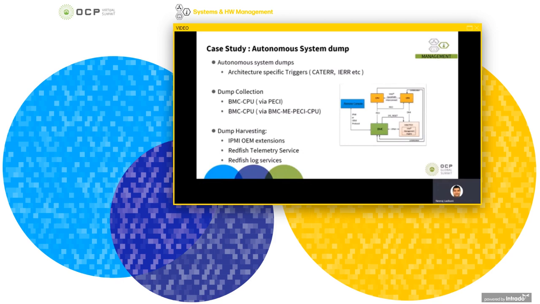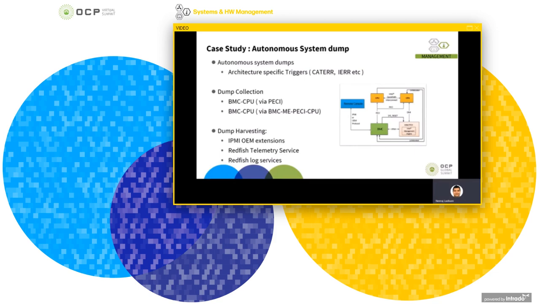Then at a later stage, a remote service or in-band collection tool can talk to the BMC, read that information, and process it for harvesting. That way you don't lose the critical state. That way you don't have to connect debug tools like ITPs to the CPUs to collect the information. Everything happens in an autonomous way. That's what we call our autonomous system crash dump.